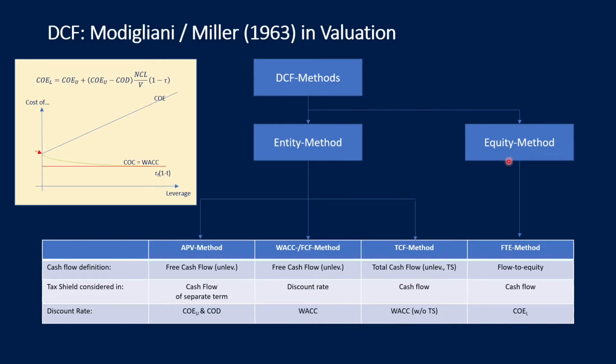And there's the equity method that is based on the flow to equity. The flow to equity is the cash generated and distributable to shareholders. The tax shield, of course, is inherited in the cash flow, and the discount rate thus is the cost of equity of the levered firm. So this line depending on the leverage.